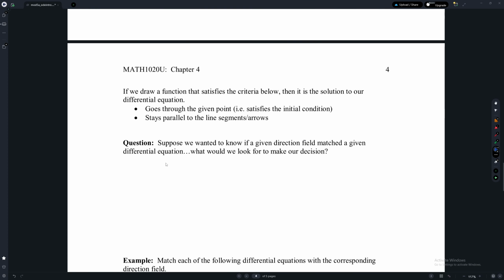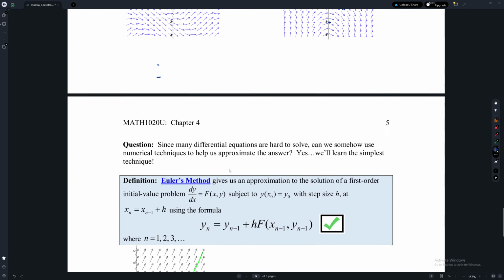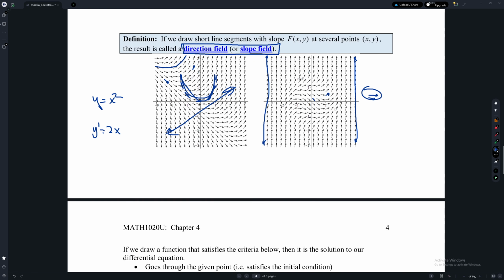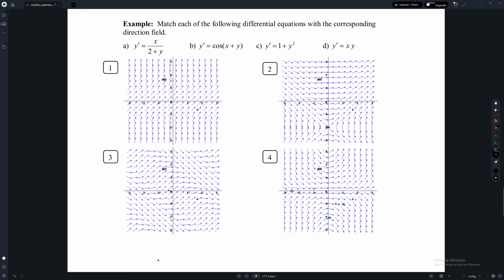Okay, so I'm going to go to the next one. Don't worry too much about this. It's just a drawing. We'll go more complex, like down here. You see, we actually get equations, and this is where you'll actually understand the concept. So what do we have here? Suppose we wanted to know if a given direction field matched a given differential equation, what would we look for to make our decision? She did write a list of all the things you would look for, so I'm not going to go through them. I'm going to go through how to use them, and that's what we're going to do here.